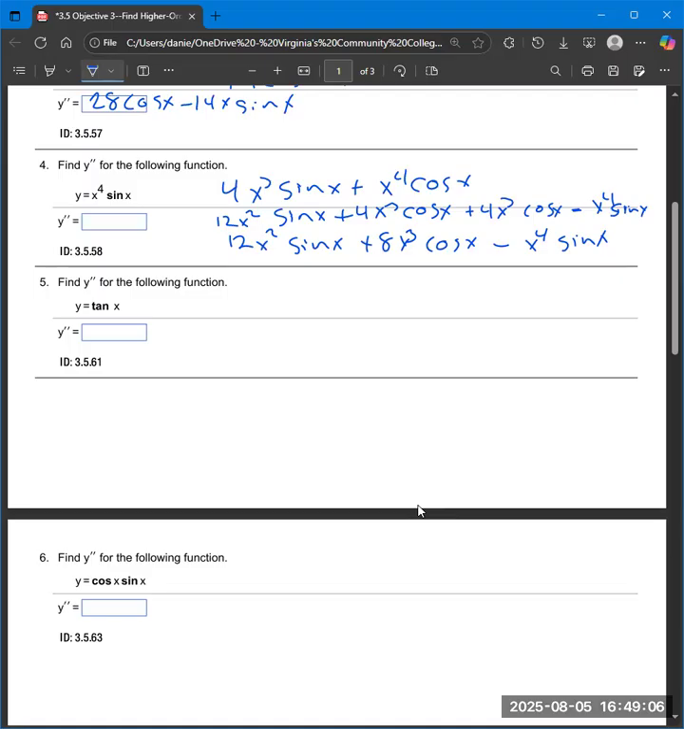I'm not going to try and write that in that box. Derivative of tangent is secant squared. I'm going to use the power rule with the chain rule. So that's going to be 2 secant x times the derivative of secant, which is secant tangent. So that's 2 secant squared tangent.